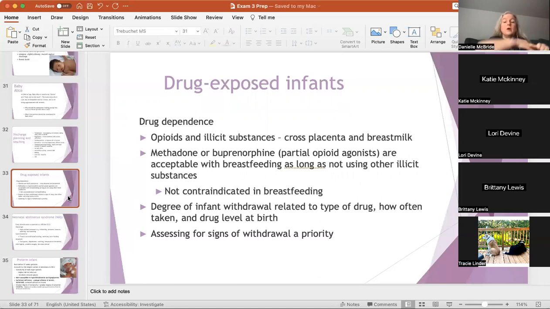Okay. So not only do we not want moms to be using these substances during pregnancy, but we don't want her to be using them if she's breastfeeding either. Methadone is a good choice as an alternate to the opioids, and she can breastfeed with that. Okay. And I want to stress, and I don't even know if it's on the slide. Let me see.